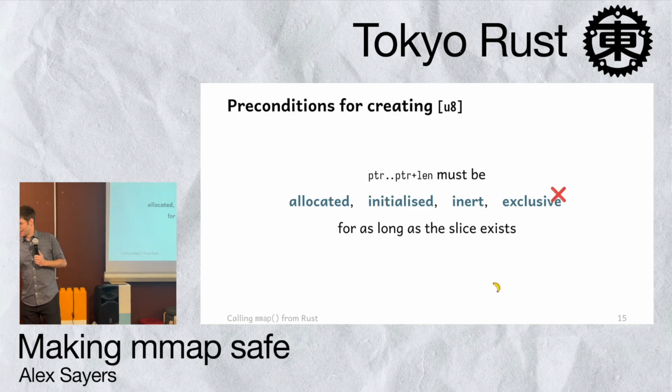So that's a fail. Next, if we write to our slice, suppose we make a mutable slice and then we write to it, well, we're writing into the page cache. So that means we're actually changing the file. So that sounds like a side effect to me. So this memory is also not inert.